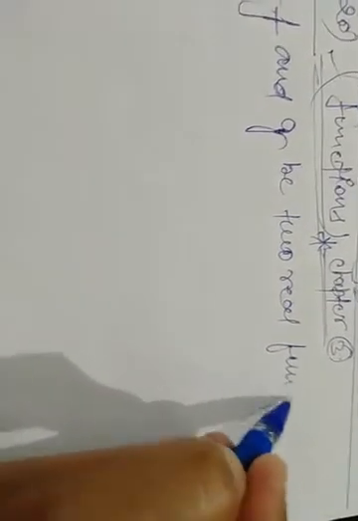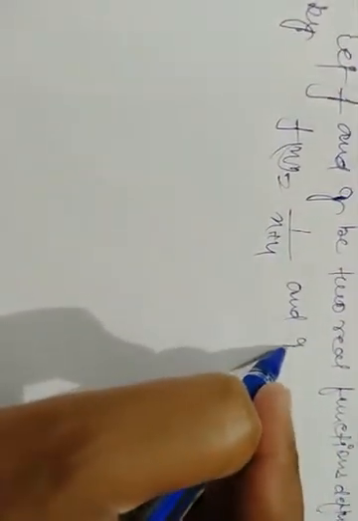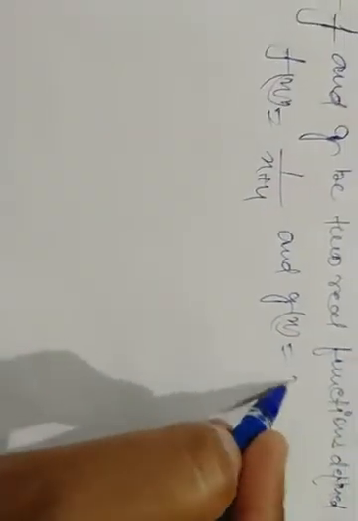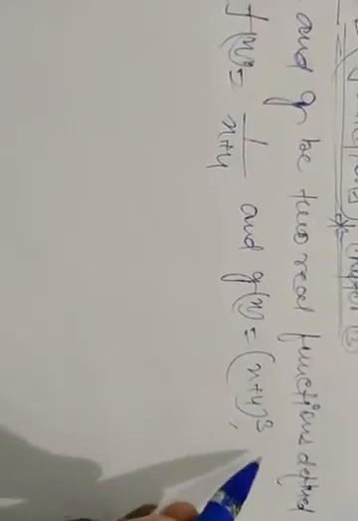Let f and g be two real functions defined by f of x is equal to 1 upon x plus 4, and g of x is equal to x plus 4 whole cube. Find the following.